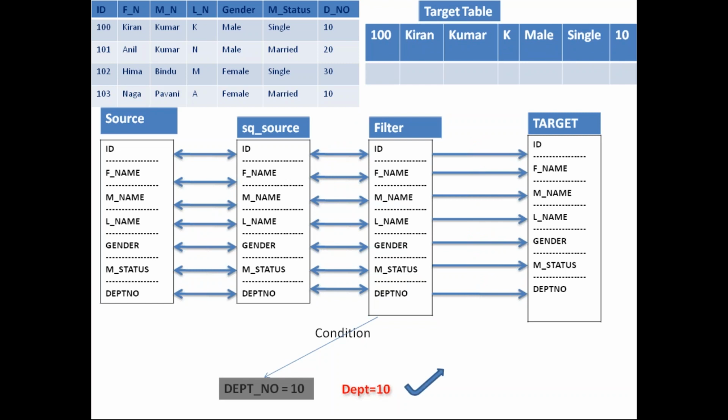Once that record is done, then you are going to read the second record. Here the condition is not satisfied. The expected condition is 10. You are getting a record with DEPT equal to 20. The record does not satisfy your provided filter condition. This record will be rejected. Automatically the integration service will flag this record as a false record, so it will not be inserted into your target table. So finally, out of 4 records, you will load only 2 records into your target table based on the provided condition. Any questions?